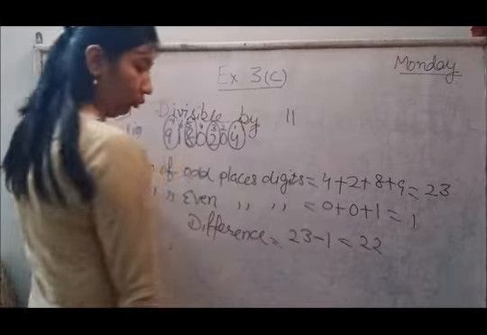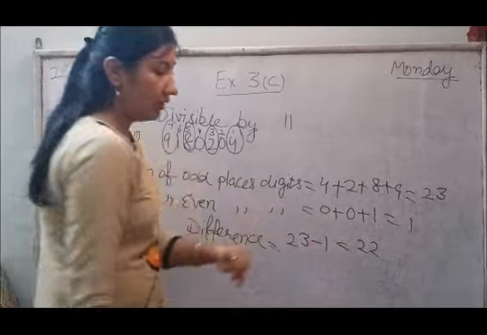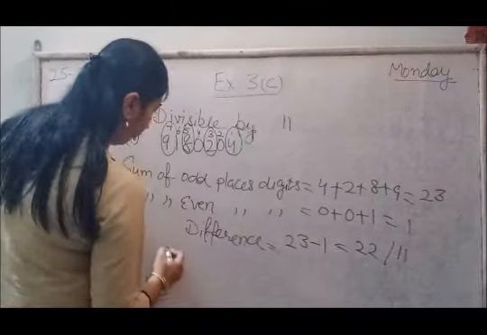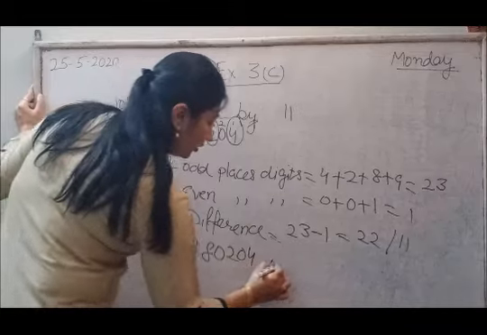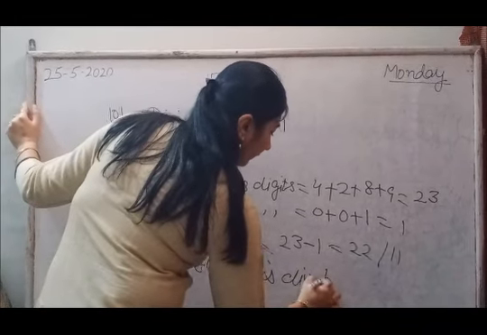Now this difference, 22, is divisible by 11. So therefore the given number 9180204 is also divisible by 11.